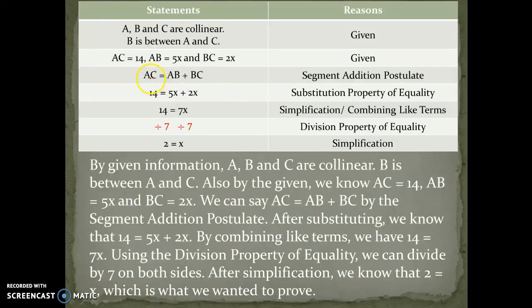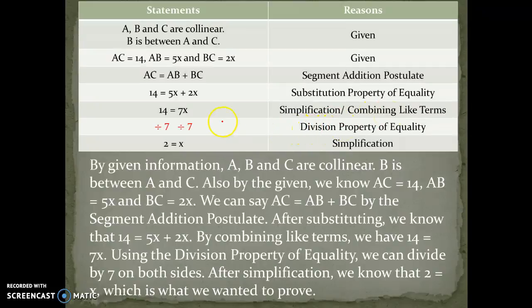We can say that AC equals AB plus BC by the segment addition postulate. Using the substitution property of equality, 14 equals 5x plus 2x. And you can alternate if you start with the left or start with the right, but make sure that the reason and the statement are both included in the same sentence. Then 14 equals 7x by simplification or combining like terms.